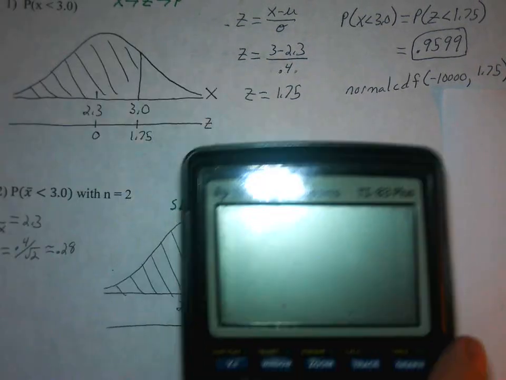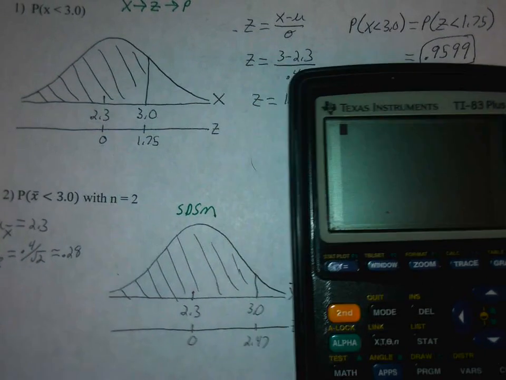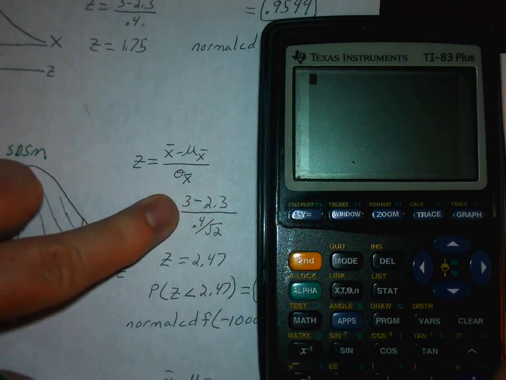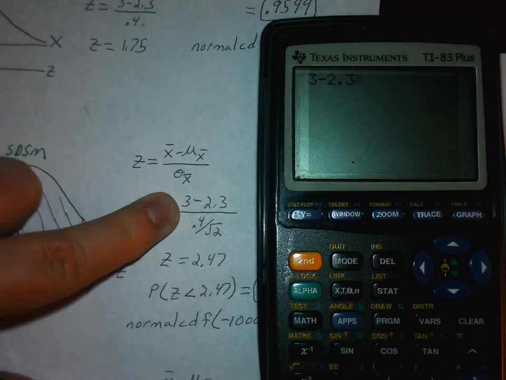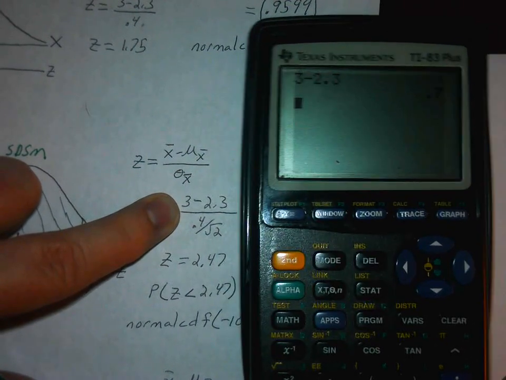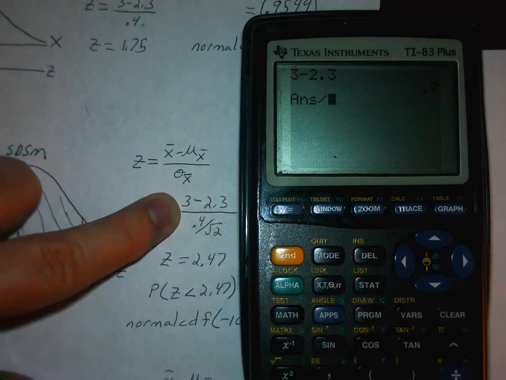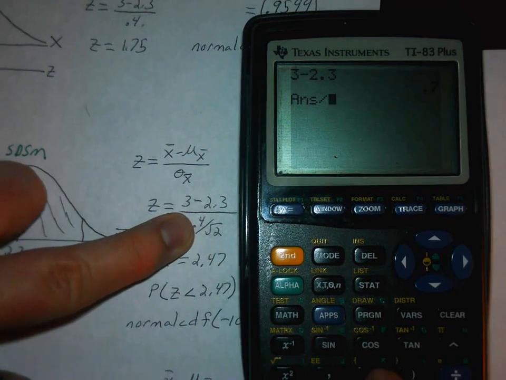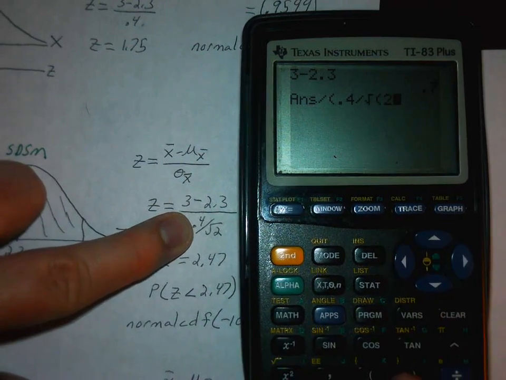Okay, so the way you want to do this on your calculator, I'm going to show you this one. If we do 3 minus 2.3, we have to keep that together. So my suggestion is 3 minus 2.3, and then press enter. So that's 0.7, and you can do that in your head too. And then we're going to divide that by, we need to keep 0.4 over the square root of 2 all together. So you're going to put parentheses around 0.4, divide by square root of 2.